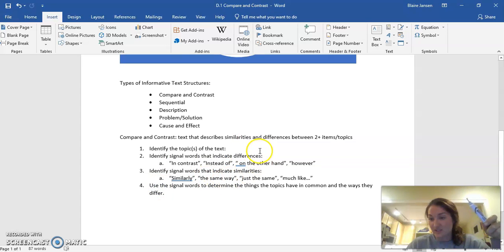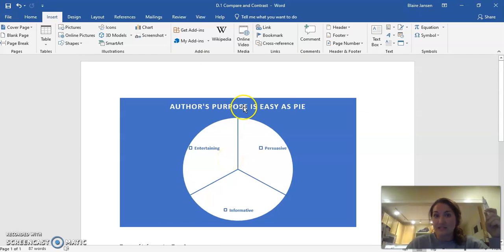Once you've identified your signal words in the text, you can use those signal words to determine what they have in common versus what they have different from each other. Take a moment now and pull up IXL, go to D1, compare and contrast, and let's look at one together.